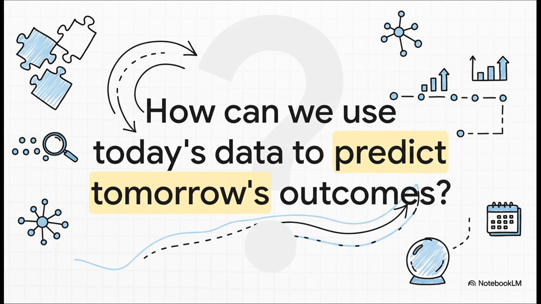So let's kick things off with a huge question, one that really drives a ton of AI. How can we take the information we have right now, today, and use it to make really smart guesses about what's going to happen tomorrow?